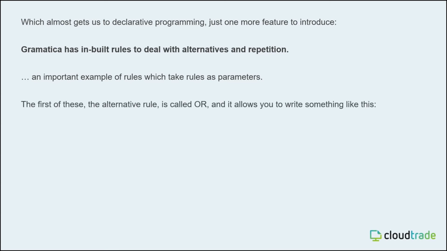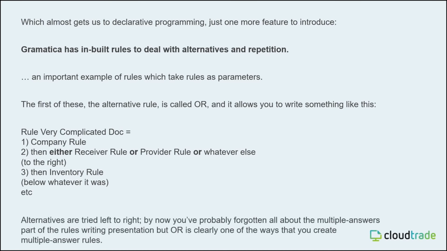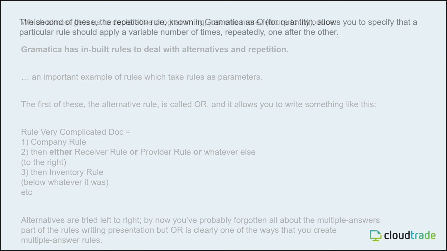So we have a built-in rule called an OR, which allows you to write something like this. Company rule could be either the receiver rule or the provider rule or something else. Alternatives are tried left to right, and essentially they produce multiple answer rules, using the OR as the mechanism for producing those multiple answer rules.